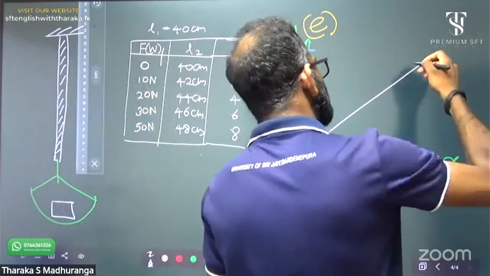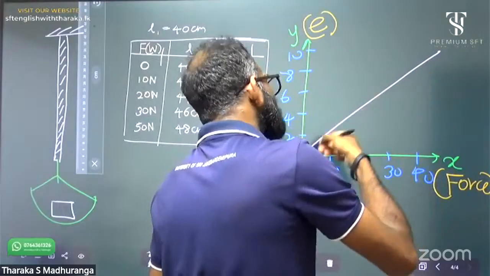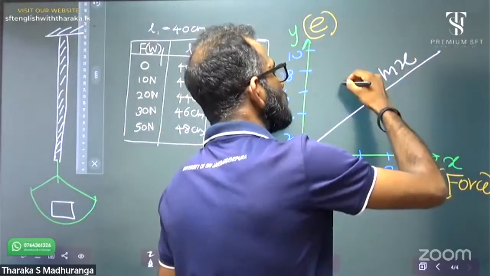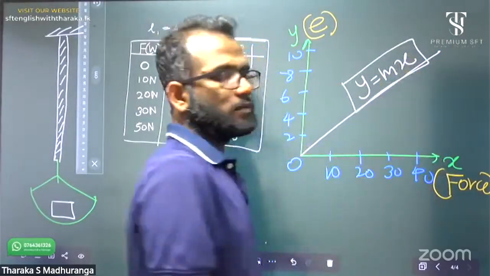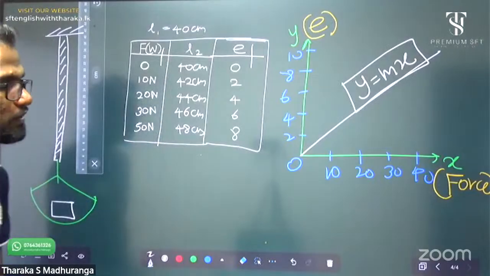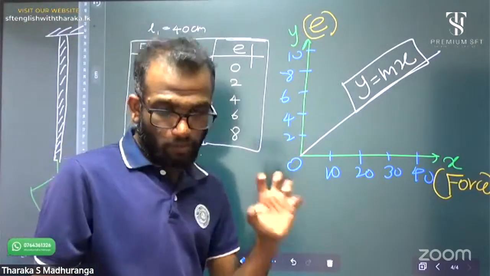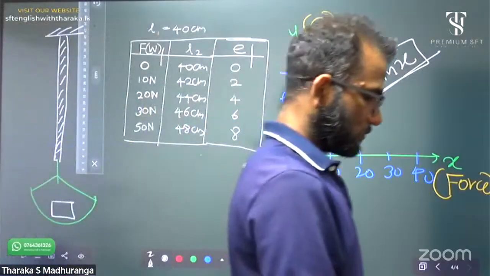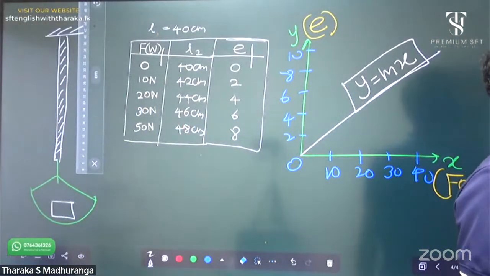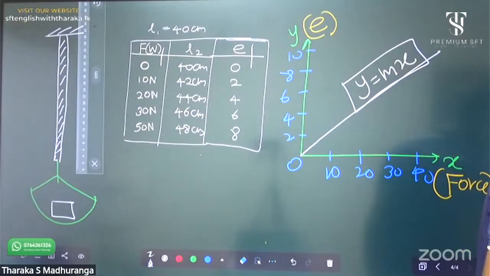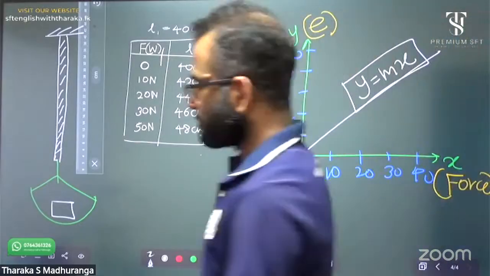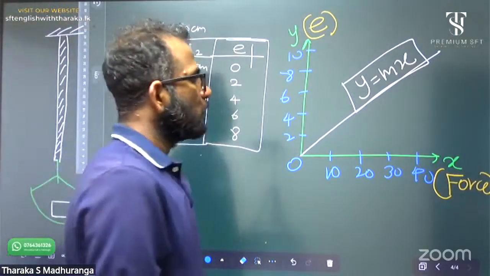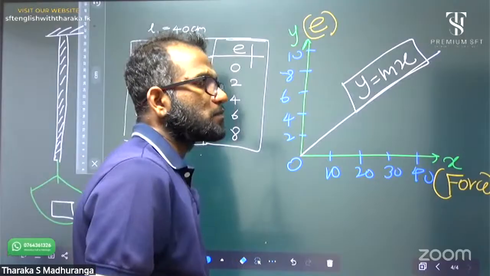A straight line passing through the origin means, how about its equation? y equals mx is the equation, because the intercept is 0.